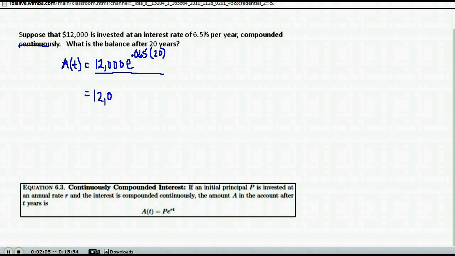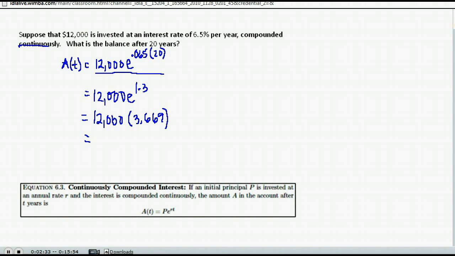So we have 12,000 times e to the 1.3. The next thing in order of operations is exponents. So we're going to do e to the 1.3 power. And you should get about 3.669. Again, the more numbers you give when you're rounding, the closer you'll be to the exact answer. I'm just going to go 3.669 and cut it off there.